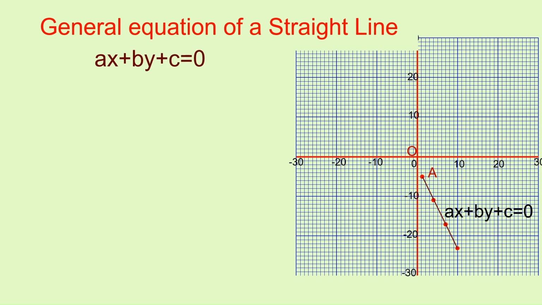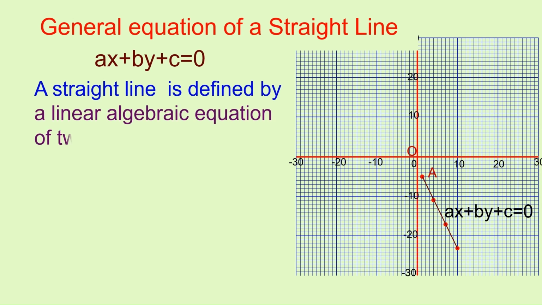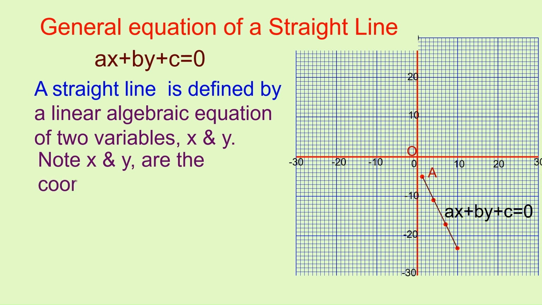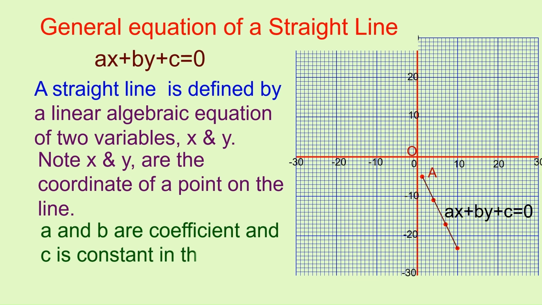General equation of a straight line: ax plus by plus c equals 0. A straight line is defined by a linear algebraic equation of two variables, x and y. Note: x and y are referred to as the coordinates of a point on the line. a and b are coefficients and c is a constant in the equation.